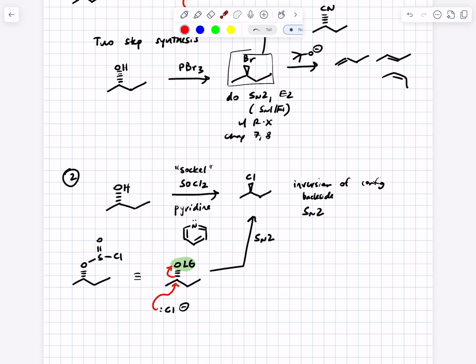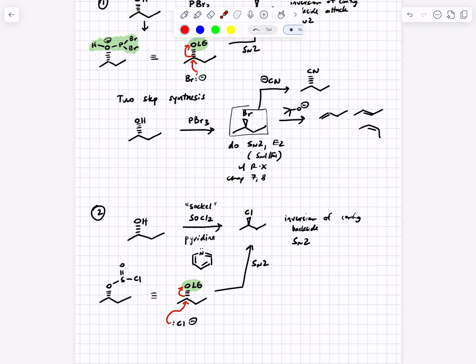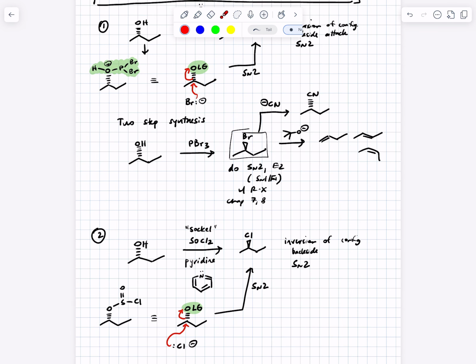Go ahead. Are there nice names for these reactions? Nice names for the reactions. Like a title kind of thing? You want a title. If I gave it one, it wouldn't help. So conversion of alcohols to alkyl bromides.